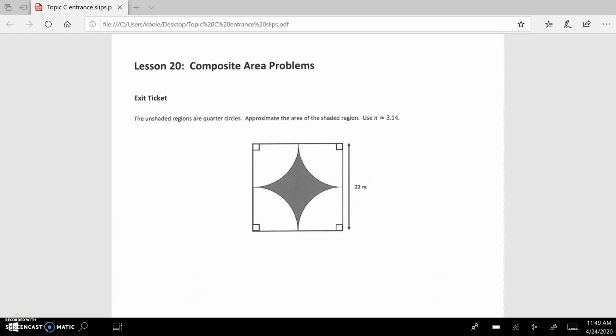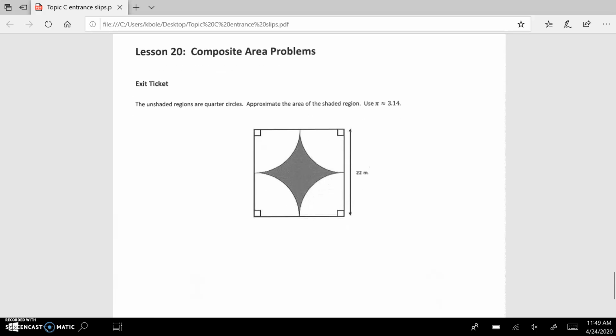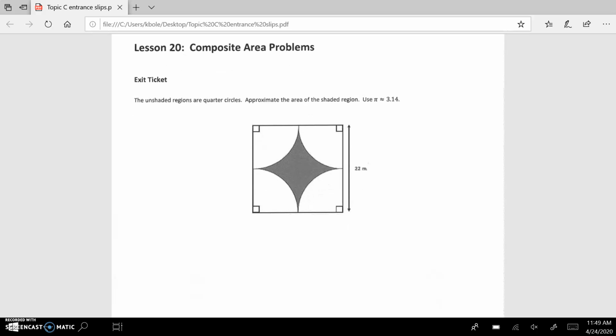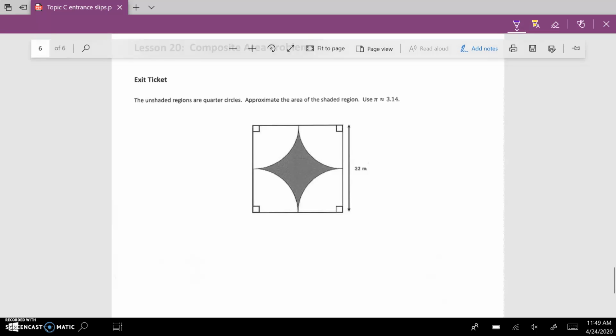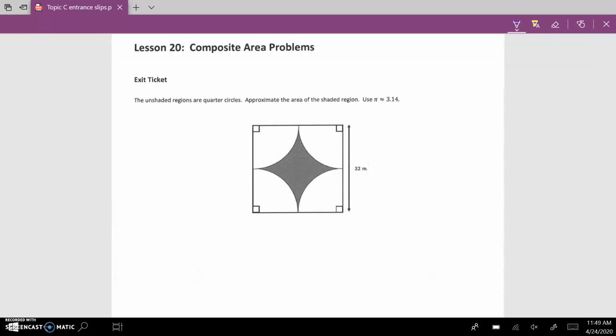Alrighty, here we are on the Lesson 20 entrance slips composite area problem. So there's just one problem for this one, but it is a good one. It says that the shaded regions are quarter circles, approximate the area of the shaded region using pi equals 3.14. Okay, so we have this square looking shape.